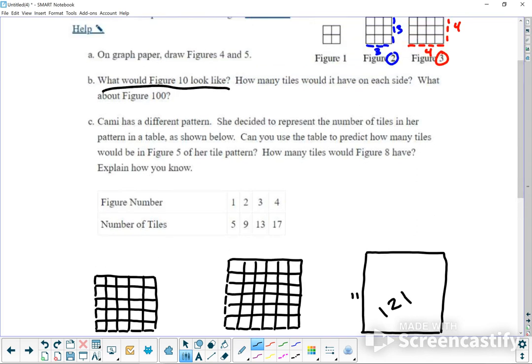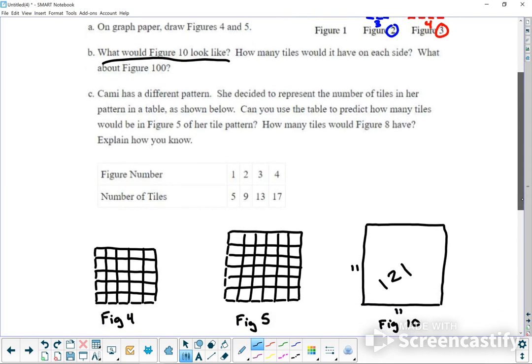What would figure 10 look like? Figure 10 would be an 11 by 11 square. How many tiles would it have on each side? It would have 11 tiles, right? And total, we would have 121 tiles.